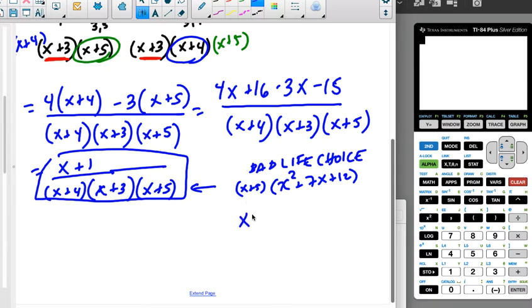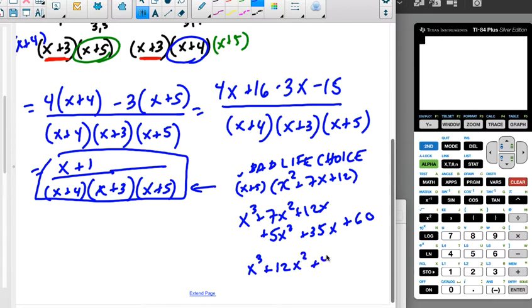So I'd have an x cubed plus a 7x squared plus a 12x, and now the x's are done, and a 5x squared plus a 35x plus a 60. And so I'd end up getting x cubed plus 12x squared plus 47x plus 60. And that would be the denominator. But again, terrible life choice. Just stick with this one, right?